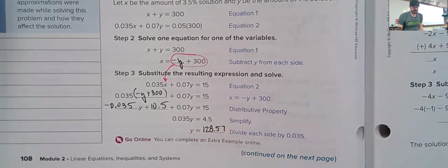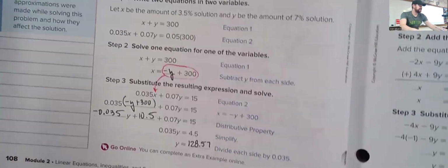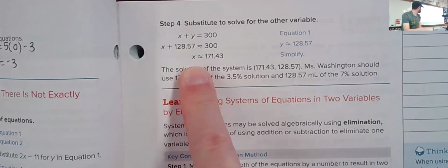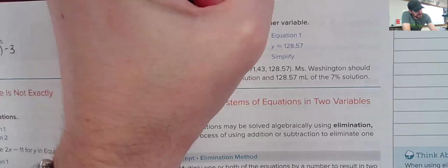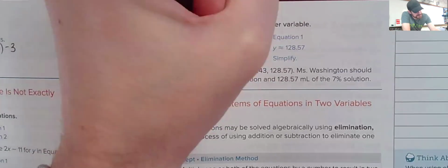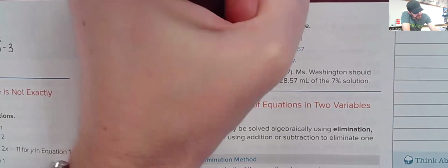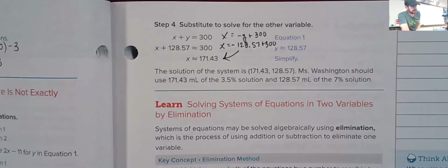171.43 is what that would be. And over here, it substitutes back in and does the math for us, which is fine. Although I would recommend using the x equals negative y plus 300, because then you can say x is equal to negative 128.57 plus 300, which then means that x is approximately 171.43.